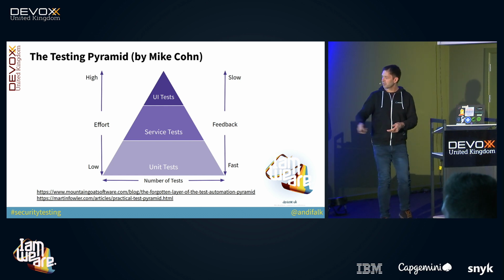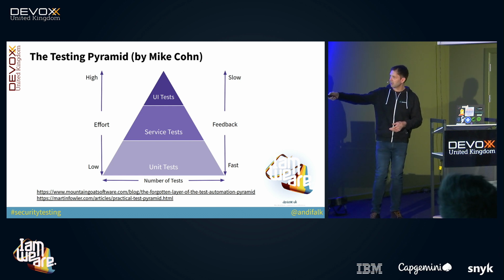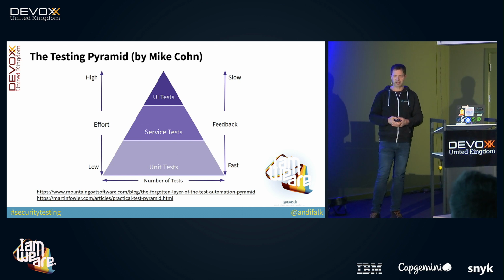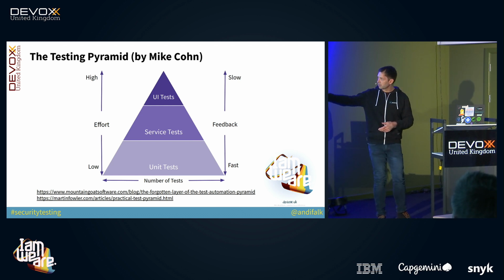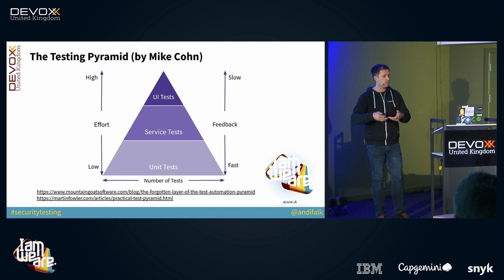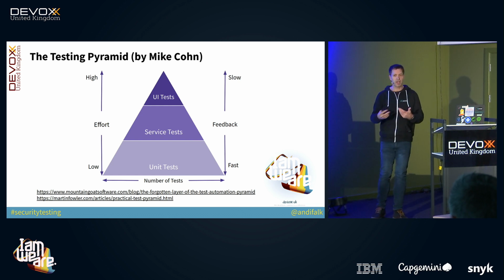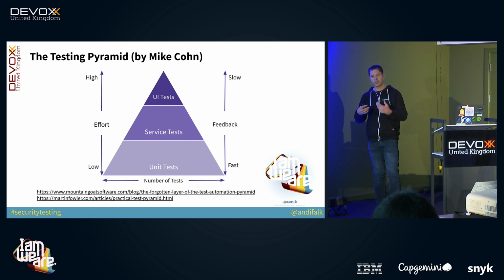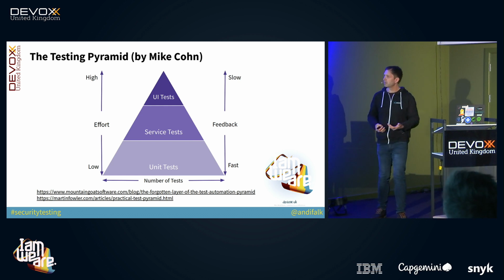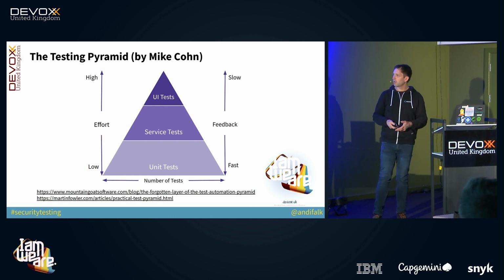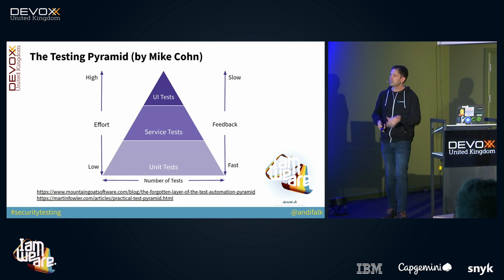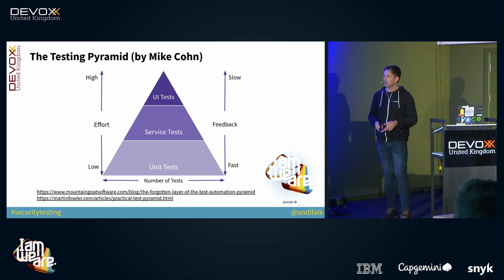And as you can see here, you should have most of the unit tests, fewer service tests, and even fewer UI tests. If you go to the top, the tests get more and more expensive to maintain and to write, and you get really slow feedback time. So that's the original testing pyramid by Mike Cohn.